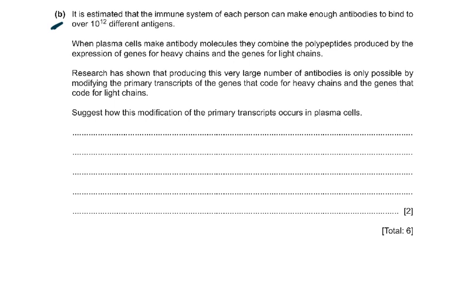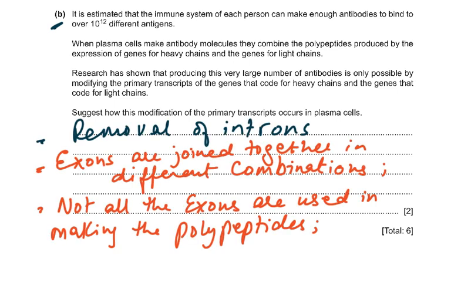So removal of introns from the primary transcript, then when you've removed the introns the exons are joined together in different sequences, in different combinations, which is called alternative splicing. Not all the exons are used in making the polypeptides. So removal of introns, 1 mark, exons are joined together in different combinations. Not all the exons are used in making the polypeptide. So you were only supposed to give me 2 points for how this modification of the primary transcript occurs in the plasma cells.